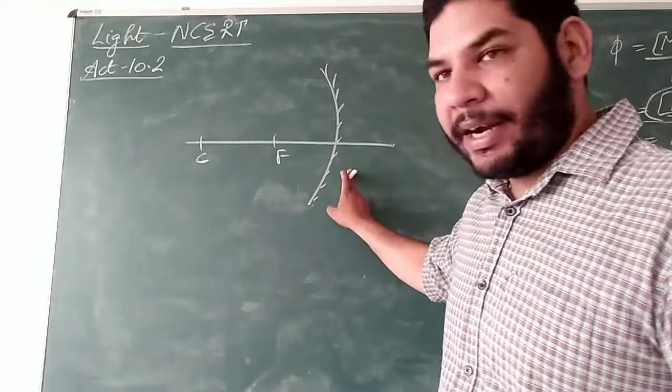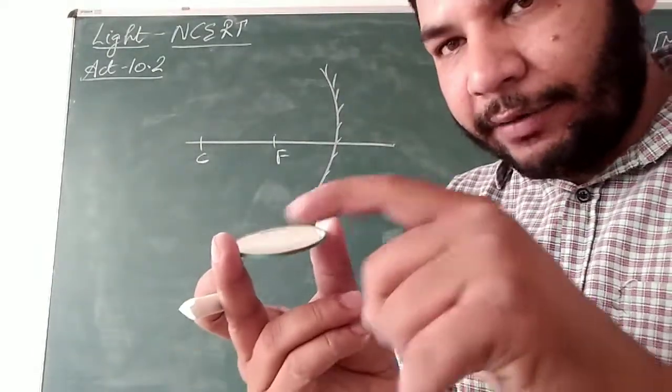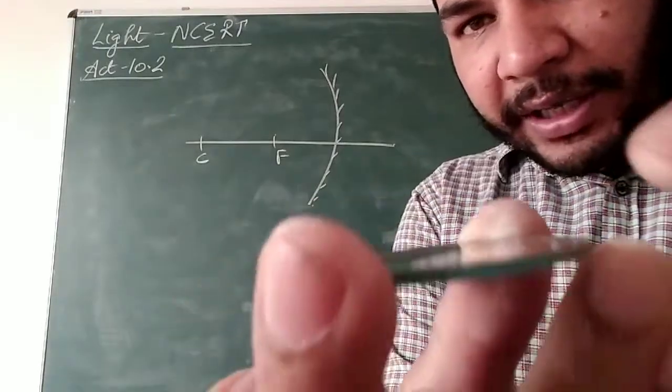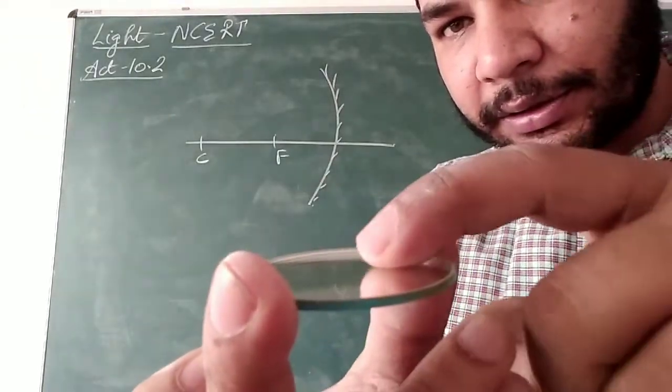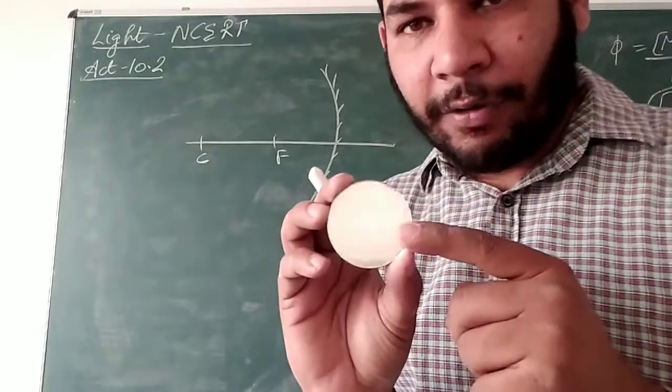This is the back side, this is the front side. This mirror is curved inwards. You can see here the mirror is curved inwards. Okay, so now we will see what type of image it will form.